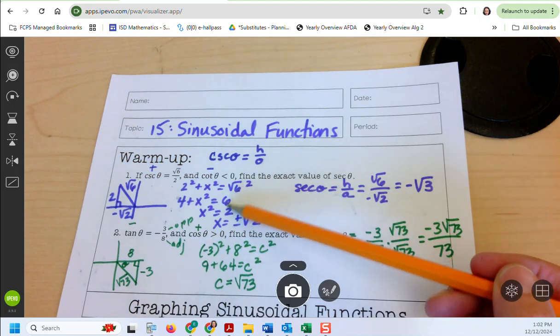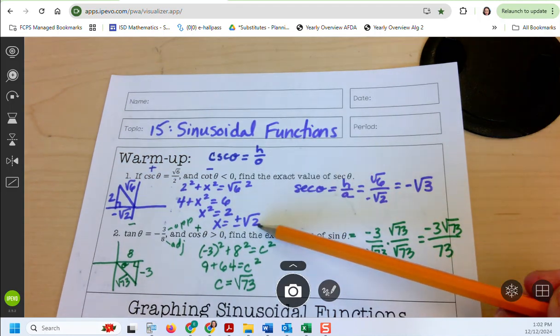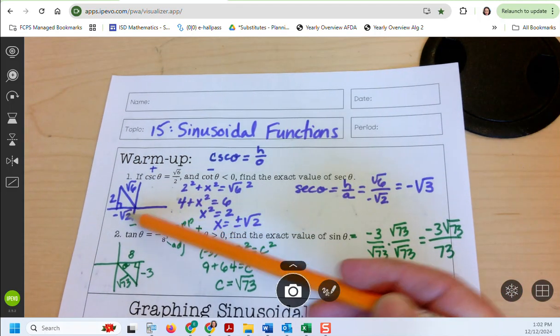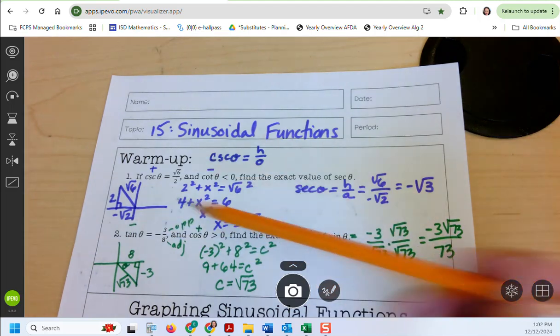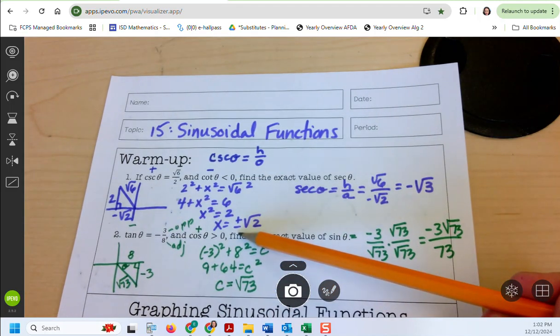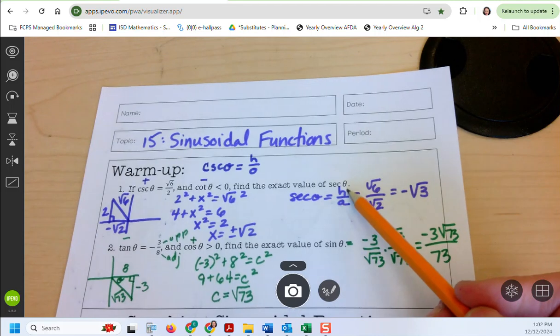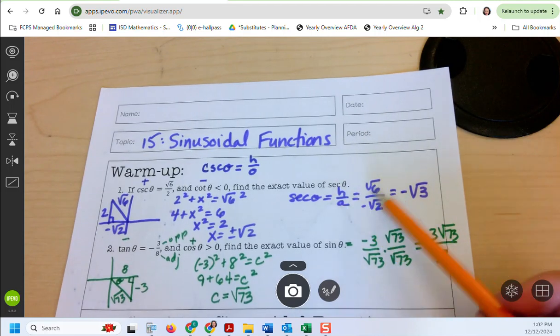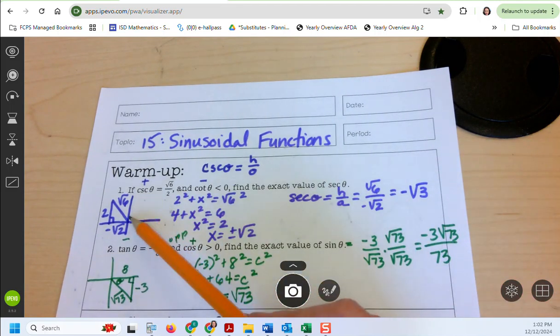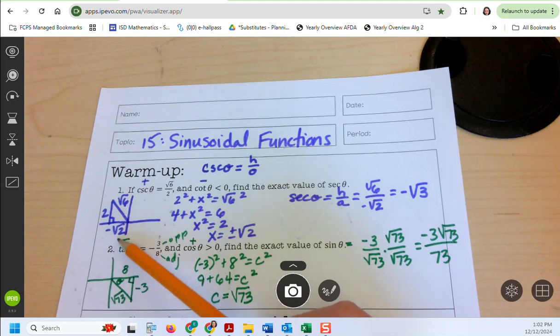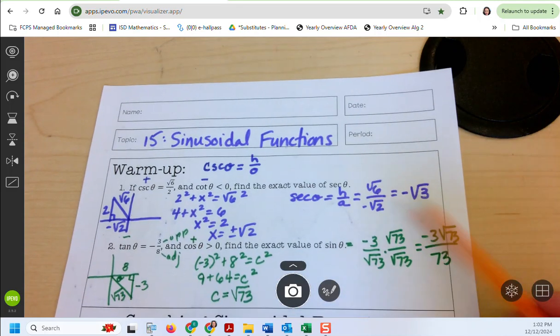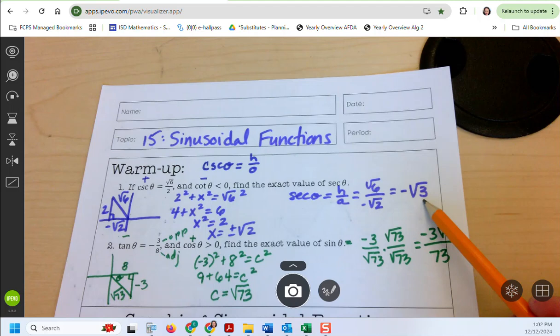Then use the Pythagorean theorem to find the values for x, but because x is on the left, you know that it's going to be the negative root 2. So finally, we know secant is hypotenuse over adjacent, and so the hypotenuse is root 6, the adjacent is negative root 2. When you divide those, you get negative root 3.